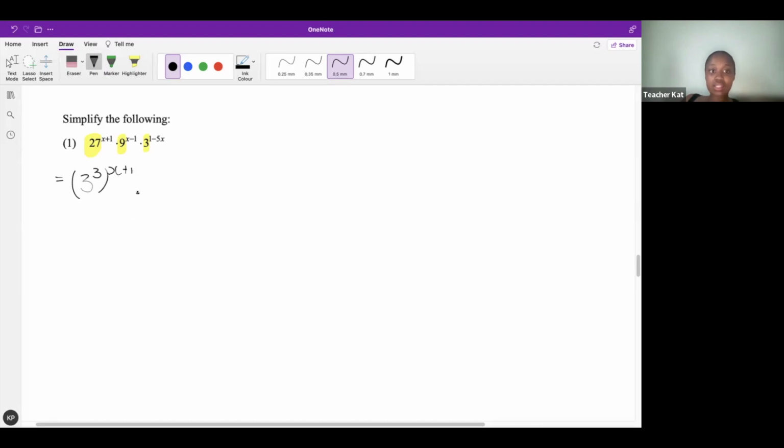And 9 is the same as 3 squared. Whew, I love it, guys. X minus 1. Do we have to change the last one? No, it's already a base of 3, 1 minus 5x. Okay, I'm going to stop right there and do a thumbs up, thumbs down, to find anyone that I may have lost on my way here.